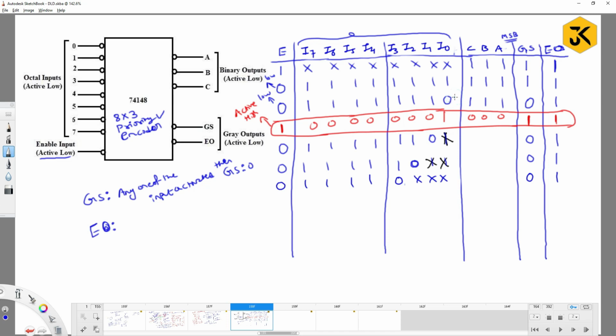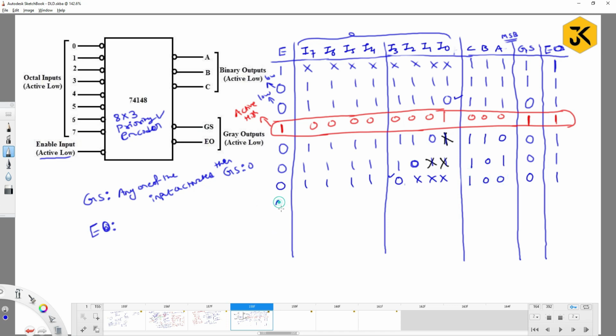When first input line I0 is activated, you are going to get all zeros, that will be all ones, right? Similarly, when I1 is activated, you are going to get 001. 001 I can represent as 110, right? Similarly, when I2 is activated, you are going to get 010. 010 can be written as 101. Very good. When I3 is activated, you are going to get 011. That will be written as 100.